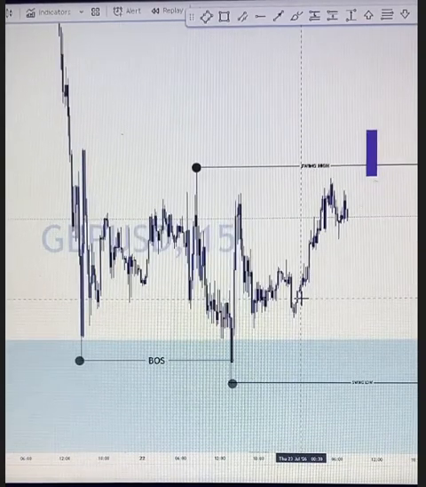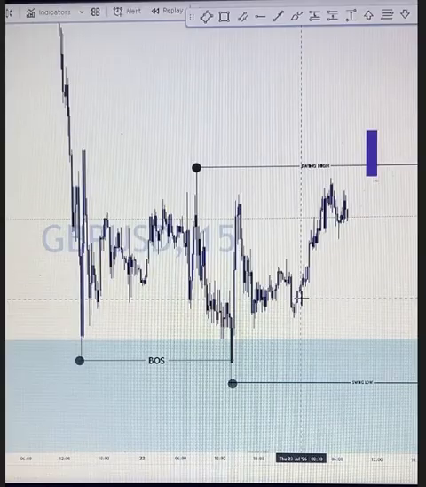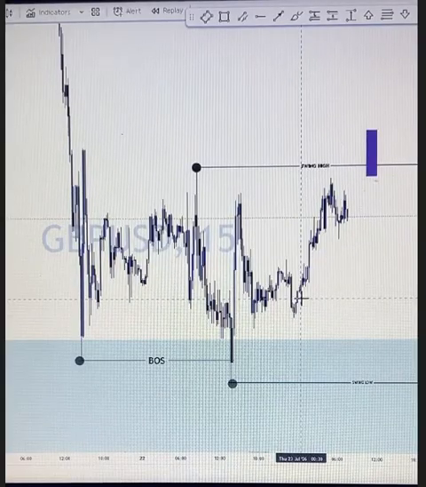We'll show you key levels where institutional traders and market makers usually come in.